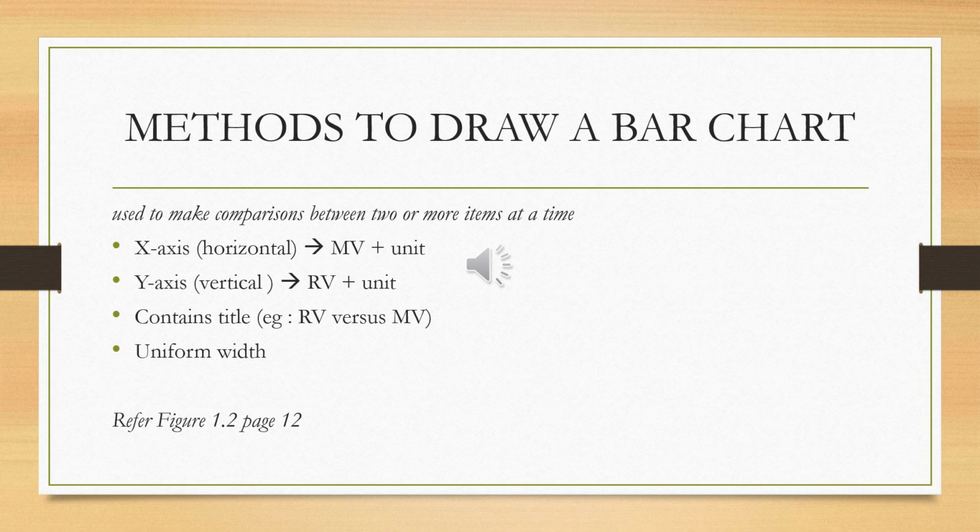And then the width, meaning your histogram or your bar chart, the width must be uniform. If you use two squares, then every bar, the width is 2 squares. You can refer to figure 1.2, page 12.